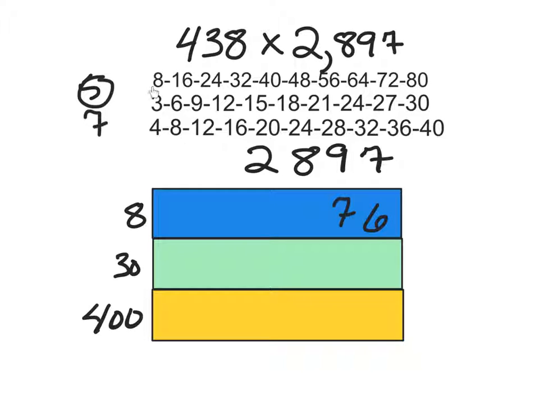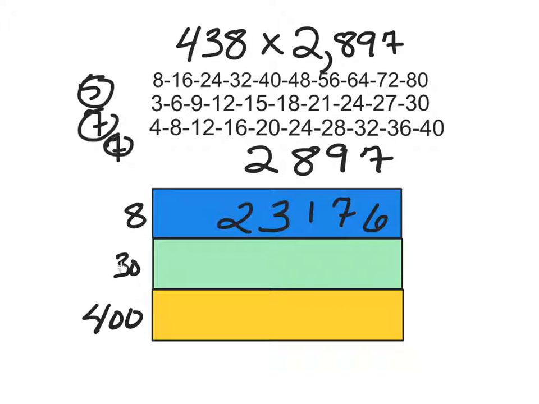8 times 8. 1, 2, 3, 4, 5, 6, 7, and 8 gives me 64. Plus this 7 here will give me 71. I'm going to drop the 1, carry the 7, and move along. 8 times 2. 1, 2 gives me 16. Plus this 7 here will give me 23. I'm going to drop the 3 and the 2 because I'm all done with this area box right there.